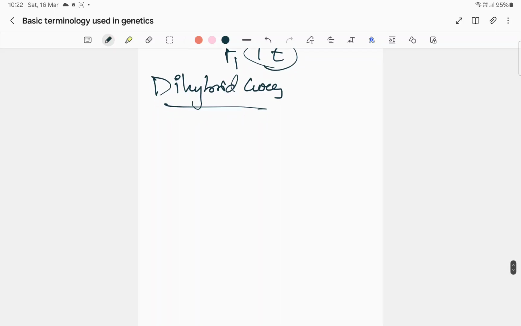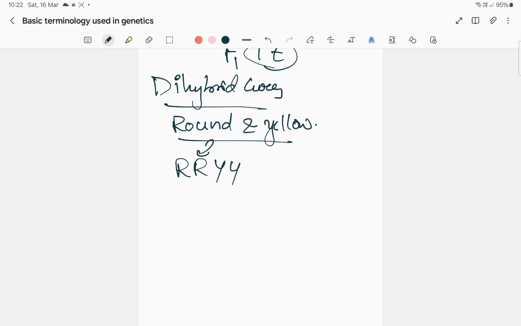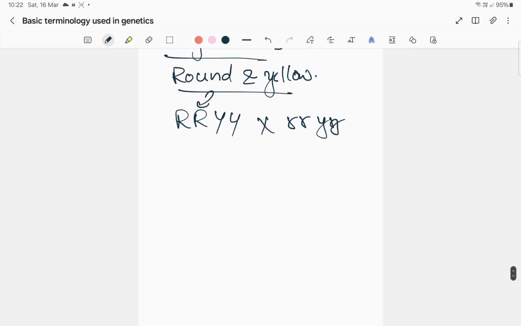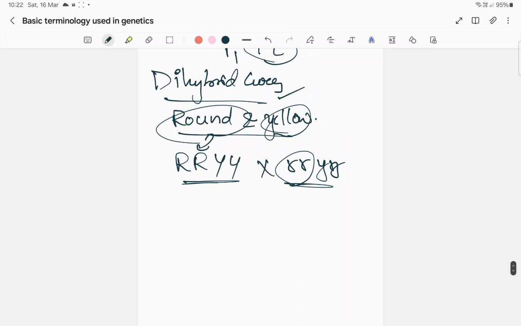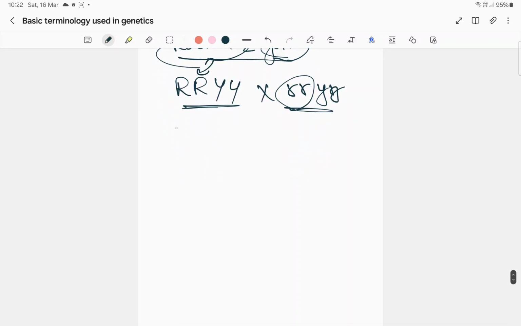Dihybrid cross. If we take two characters for our study, then it is said to be the dihybrid cross. For example, round and yellow, generally represented as capital R, capital R, capital Y, capital Y crossed with small r, small r, small y, small y, right? If we are taking these two characters for study, round and yellow, then it is said to be the dihybrid cross.